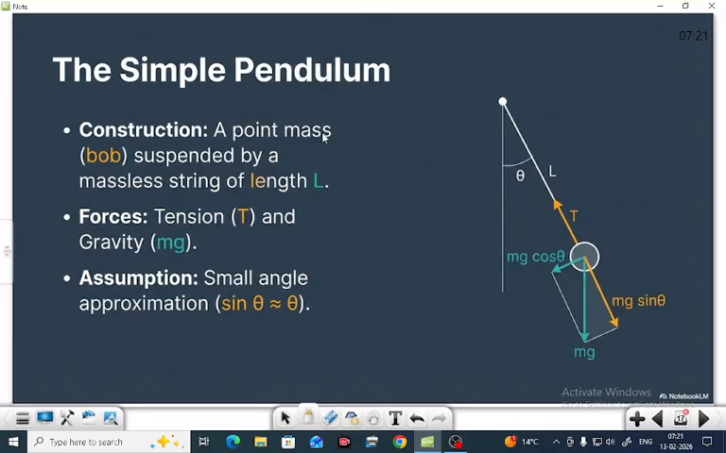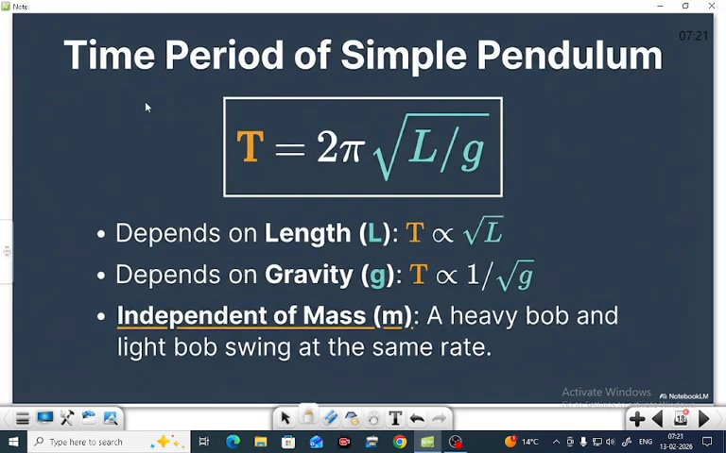And you see the simple pendulum. Construction: a point mass bob suspended by a massless string of length capital L. Forces: tension T and gravity mg. These two forces are acting. Assumption: small angle approximation, sin theta is equal to theta. And we know from the derivation that the period of a simple pendulum is T equals 2 pi root over L by g. It depends on length, directly proportional to root L. It depends on gravity, proportional to 1 by root g. And it is independent of mass: a heavy bob and a light bob swing at the same rate.